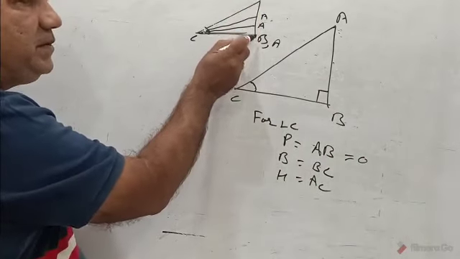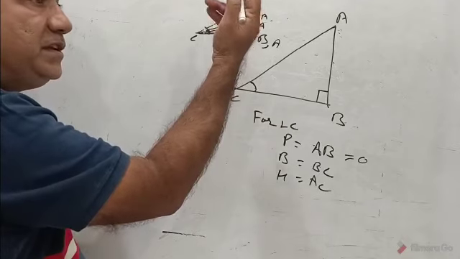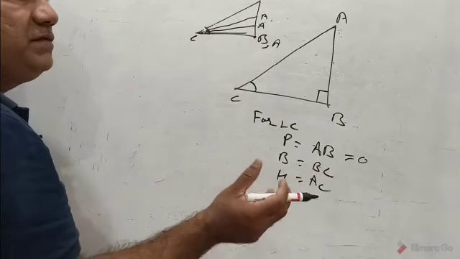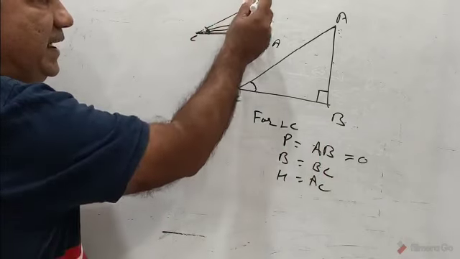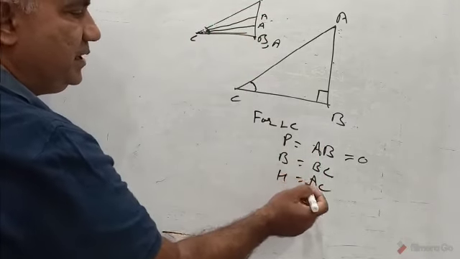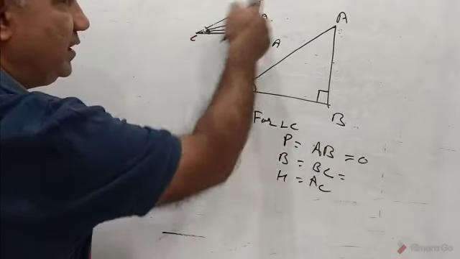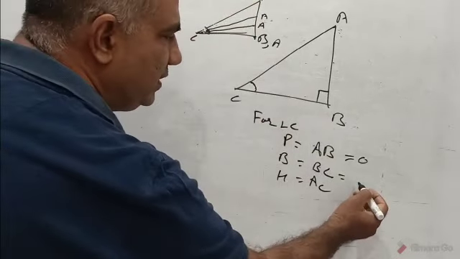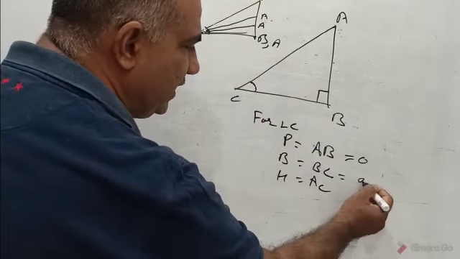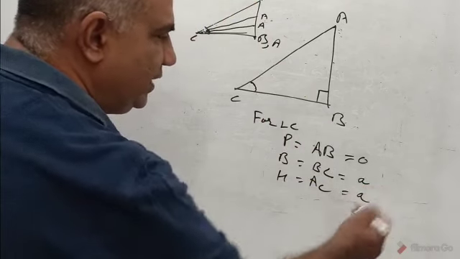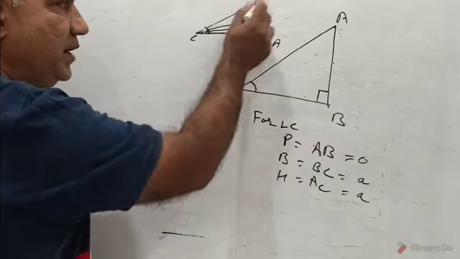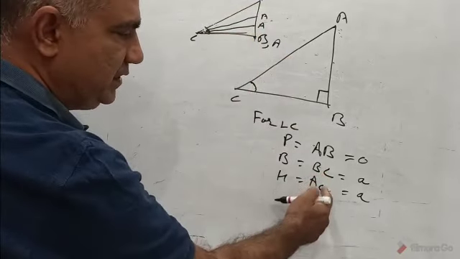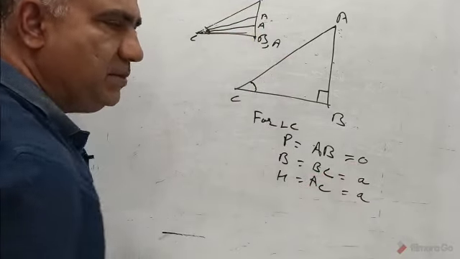Because when A and B come to one and the same point, AB ceases to be, or the value of AB becomes 0. Now C remaining at C and A coming to B, that means both AC and BC are equal. Both AC and BC are equal, and let us say they are equal to A. C remaining at C, A coming to B, AC will become BC, so AC has become BC because we have written both of them as A.